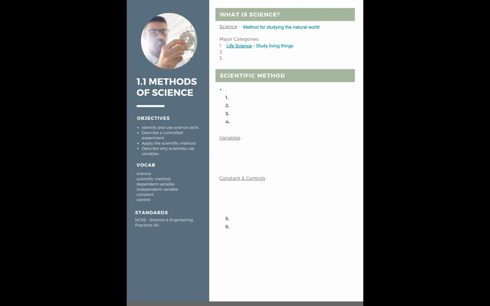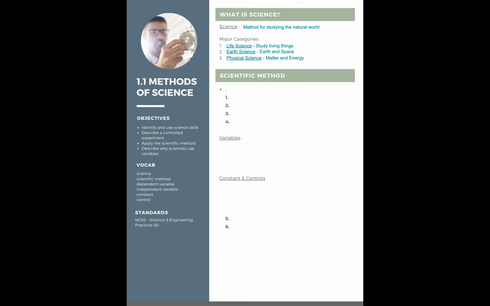The first is life science, which is the study of living things. The second is earth science, and so this is going to be the study of earth and also of space. And then lastly, we have physical science, which is what we are going to be studying throughout the year, which involves matter such as atoms and compounds and energy.